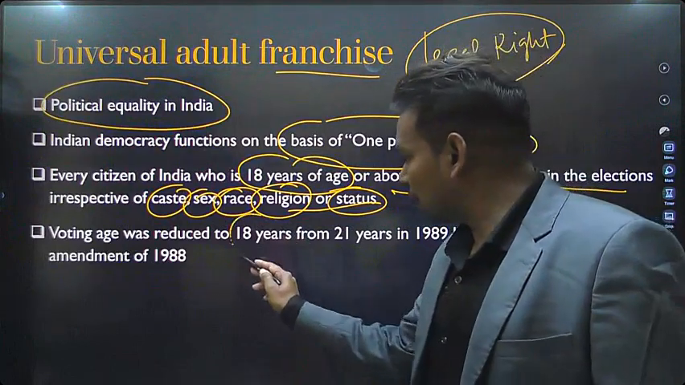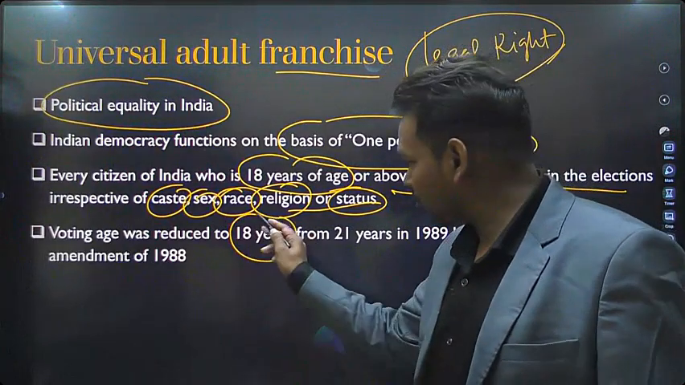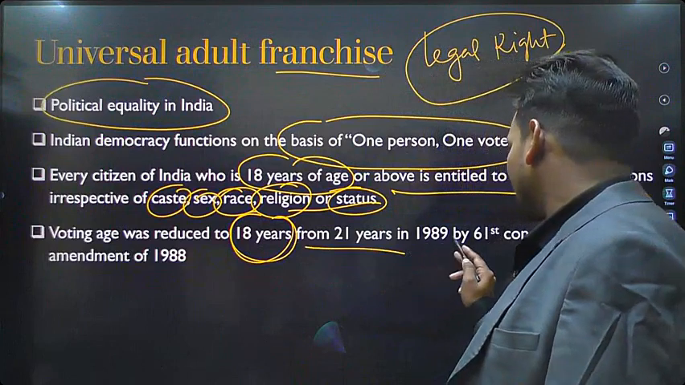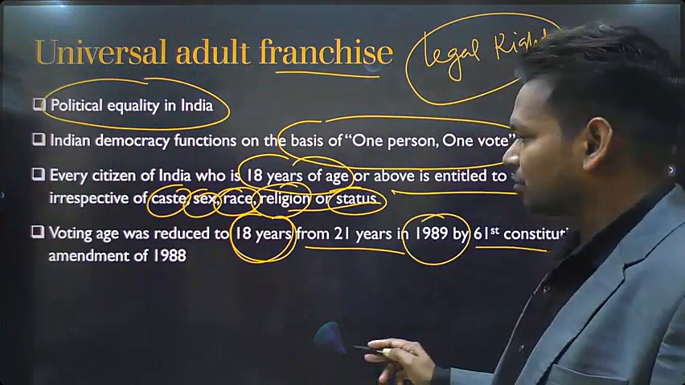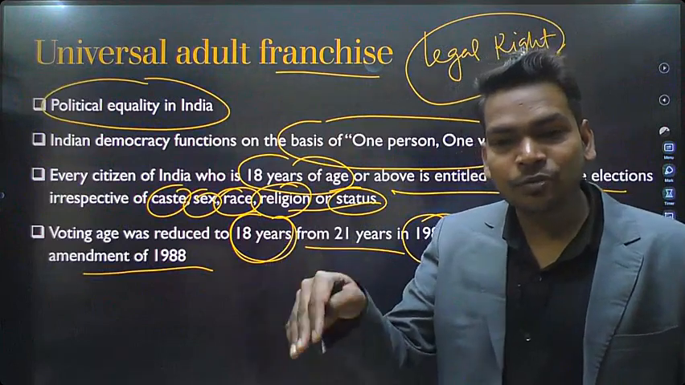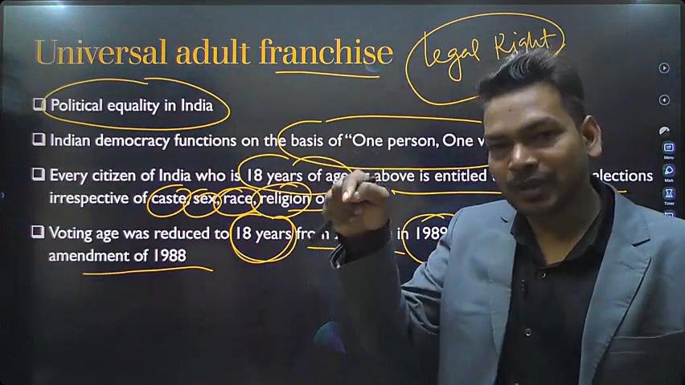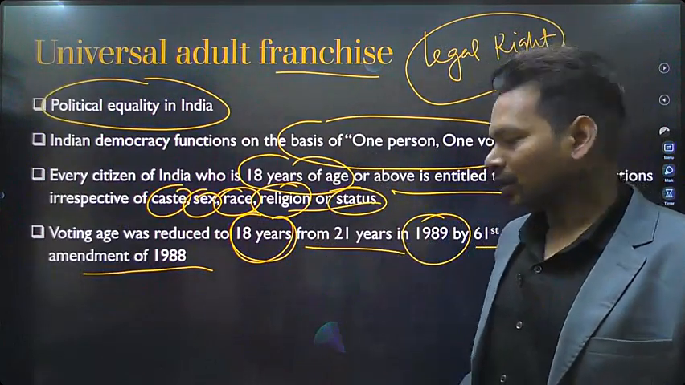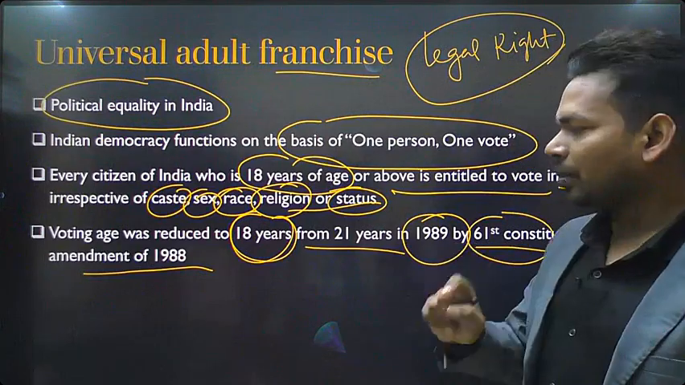Voting age was reduced. Earlier it was 21 years, but it was reduced to 18 years in 1988 by the 61st Constitutional Amendment Act. Sometimes they are going to ask these questions: by which act has the voting age been reduced to 18 years? That is the 61st Constitutional Amendment 1988.